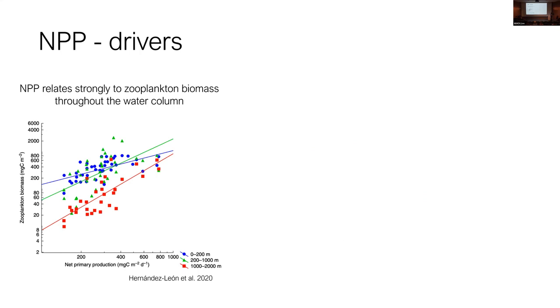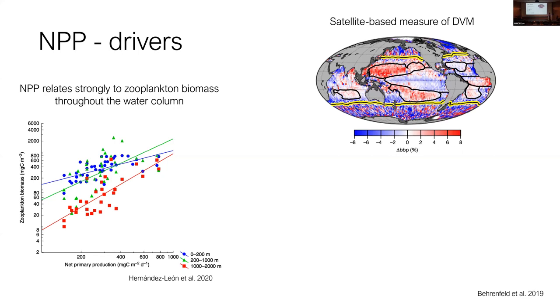The first order, I would argue, driver would be NPP. So Santiago showed us very nicely some work from the Malaspina cruises that zooplankton biomass throughout the water column into the mesopelagic and bathypelagic relates very strongly to NPP. And there's some really great work from satellite imaging from Behrenfeld et al. 2019, using satellite-mounted LiDAR instruments looking at the differences between day and night backscatter to measure the extent of DVM.